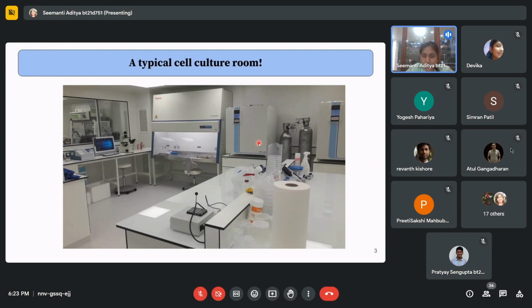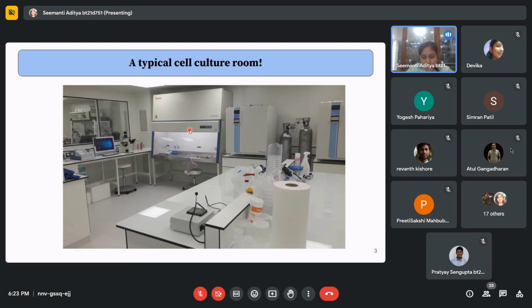Depending upon how many people are working and how many cell lines are being maintained in a particular lab, people can have a lot of incubators. Here you can see 2 cell culture incubators and also a cell culture hood. This cell culture hood is basically a vertical hood where the airflow is from the top.